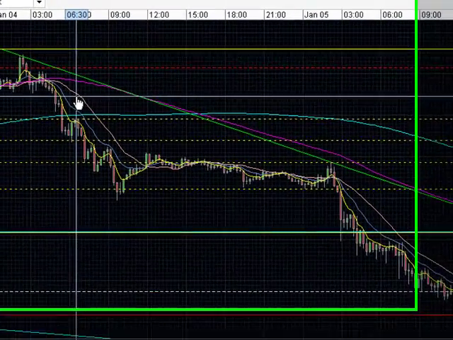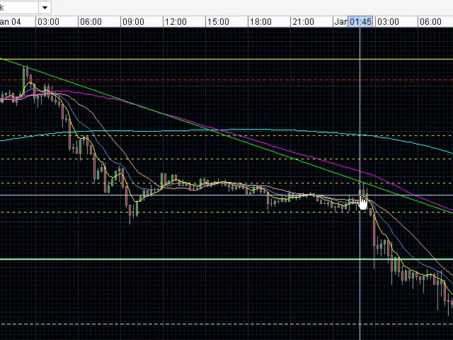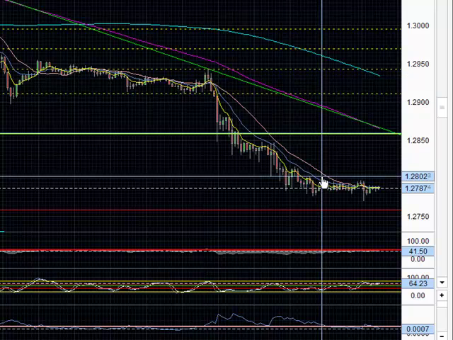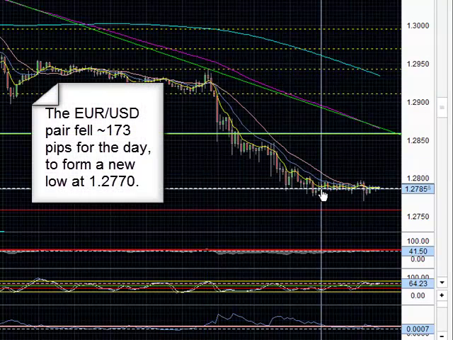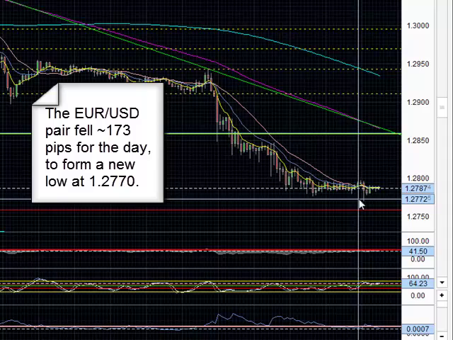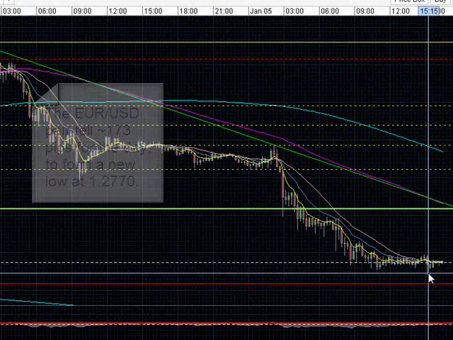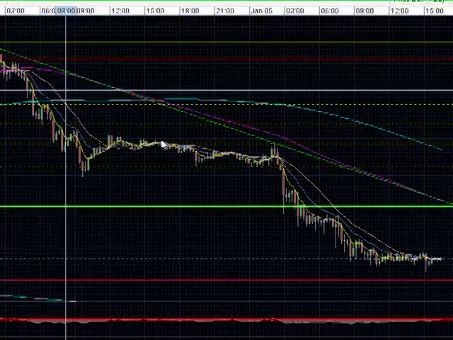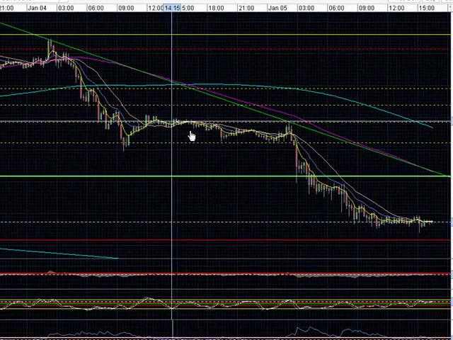And of course, for today, we saw the pair fall 173 pips to a new low, a fresh low at 27.70, which is now serving as support for us. But this move today and even for the past 2 days has been a result of euro weakness.